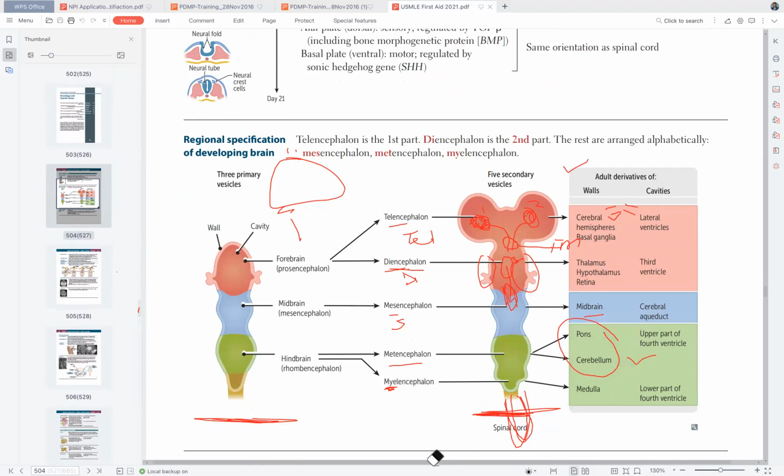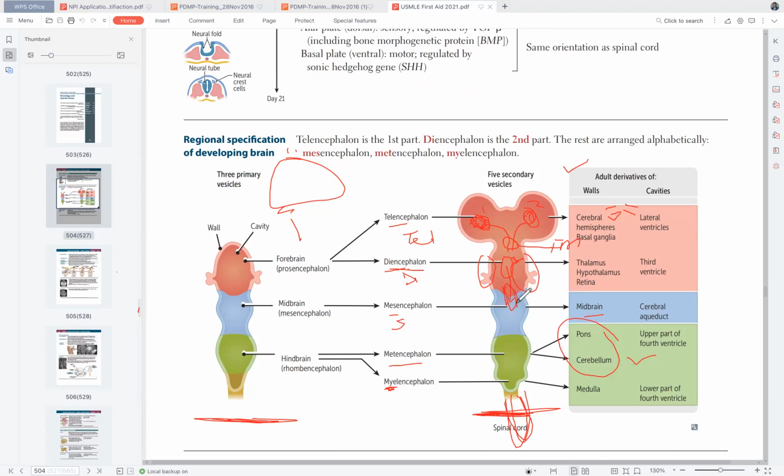We're just going to talk about where the CSF flows out from between the midbrain and the third ventricle. So from the lateral ventricles, it goes through the foramen of Monro and gets into the third ventricle. Correct. So the question was, where does it exit from? What is the exit of the third ventricle?